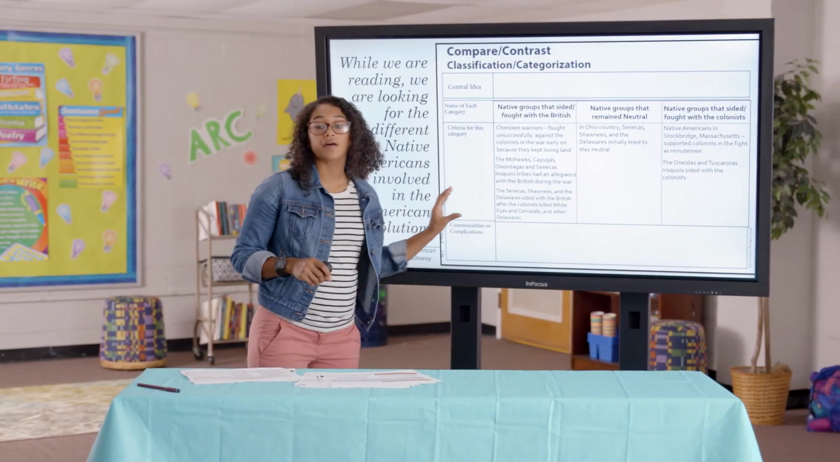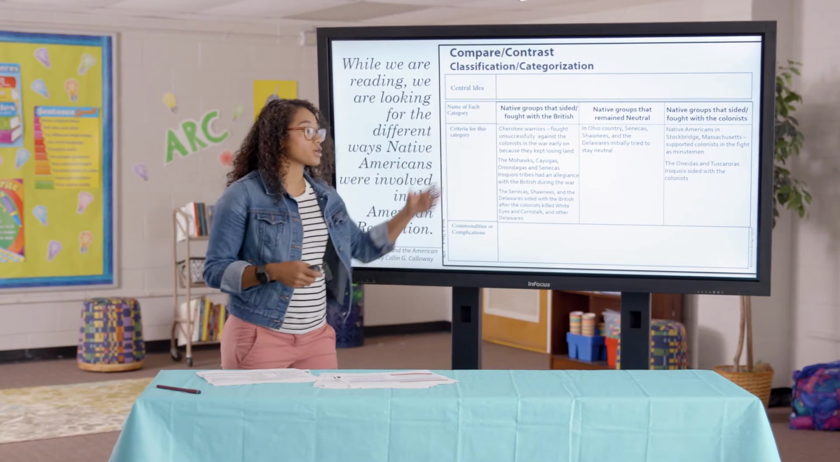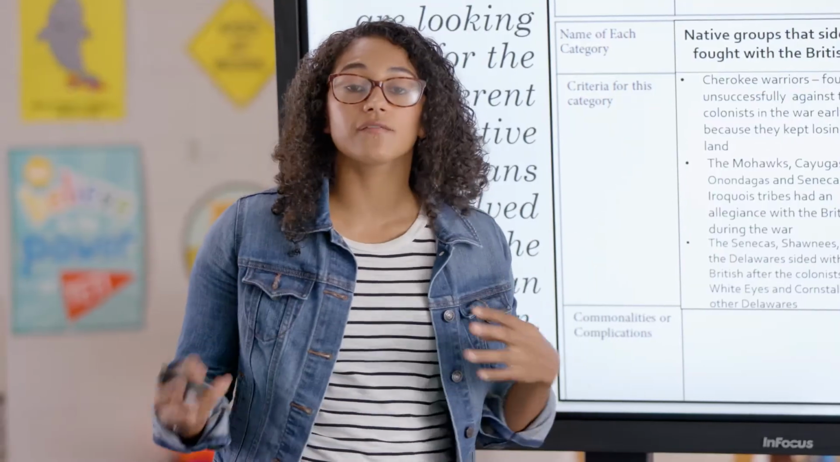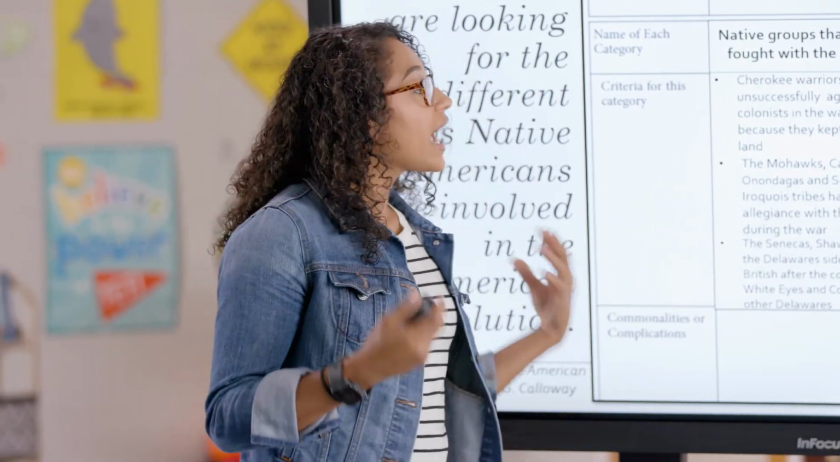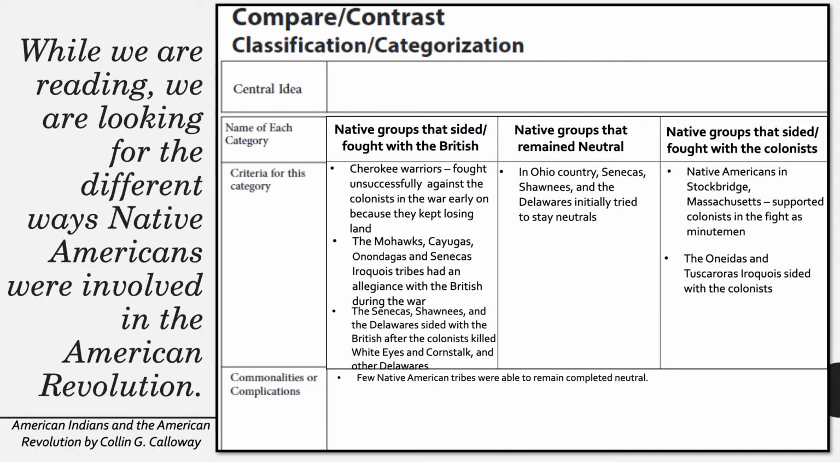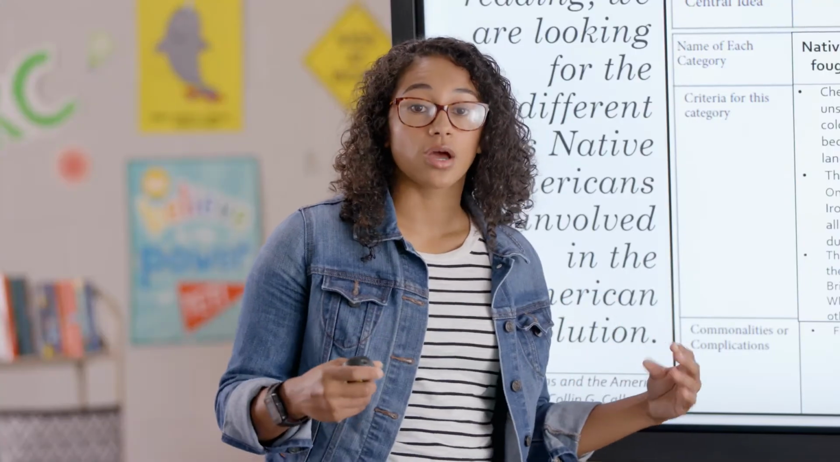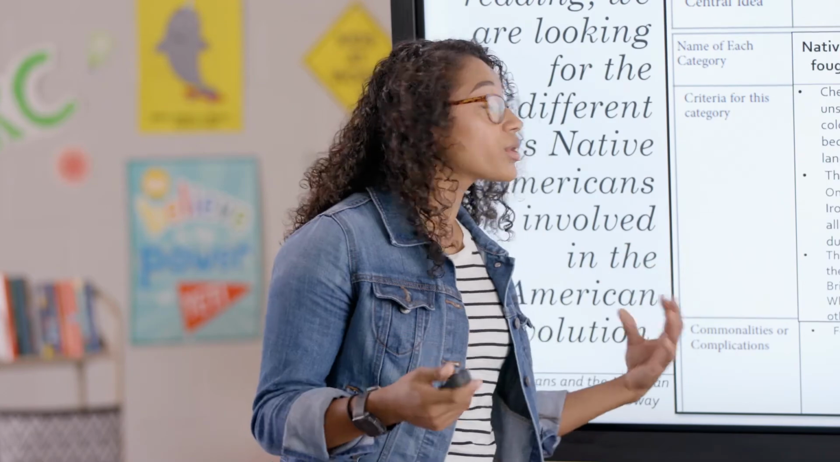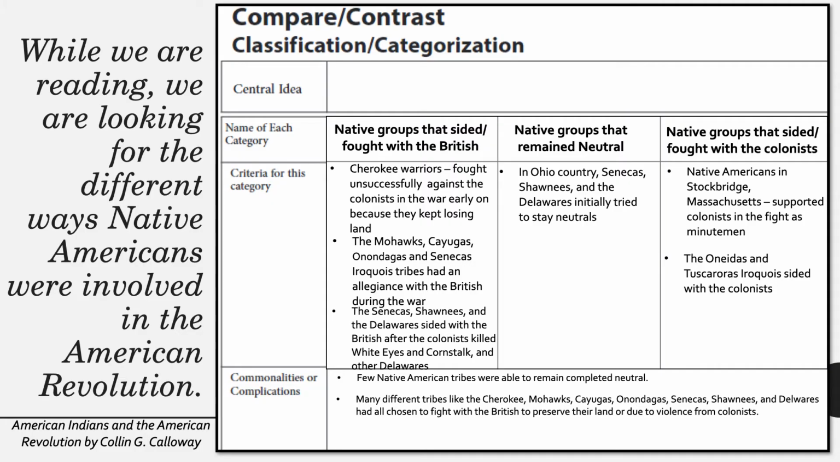So now that we have our information, we can go ahead and figure out some similarities and differences and determine our central idea. So looking at the information we have and understanding the way the different groups were involved, I can look at my chart and determine that few Native American tribes were able to stay completely neutral. And I can determine that because there's not a lot in my neutral category. Based on our reading, we also can determine that a number of groups decided to side with the British because they had to fight for their land or due to violence from colonists.